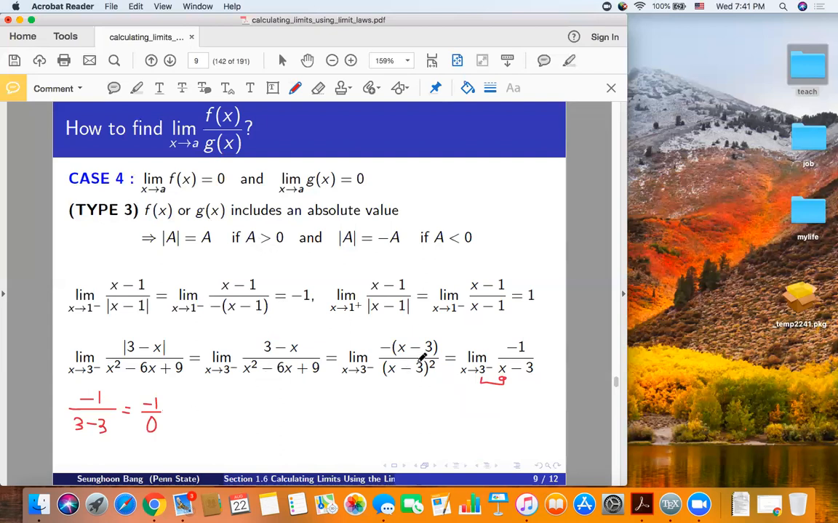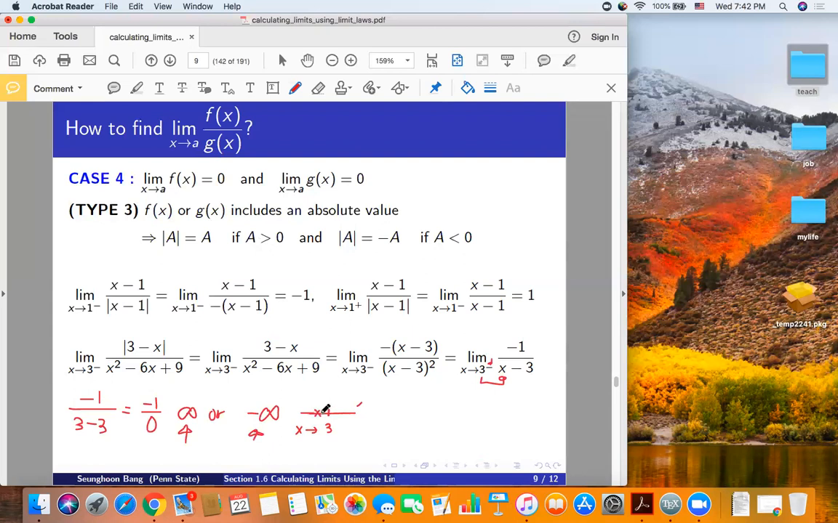This is a one-sided limit. You can decide infinity or negative infinity. Which one? Infinity or negative infinity? Positive infinity? Negative infinity? The answer is not the same either way. This is a one-sided limit. Here, x approaches 3 from the left.